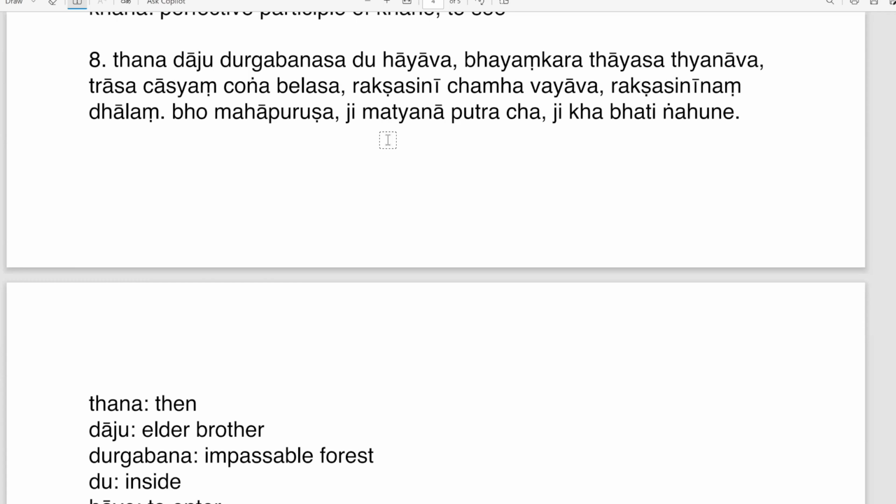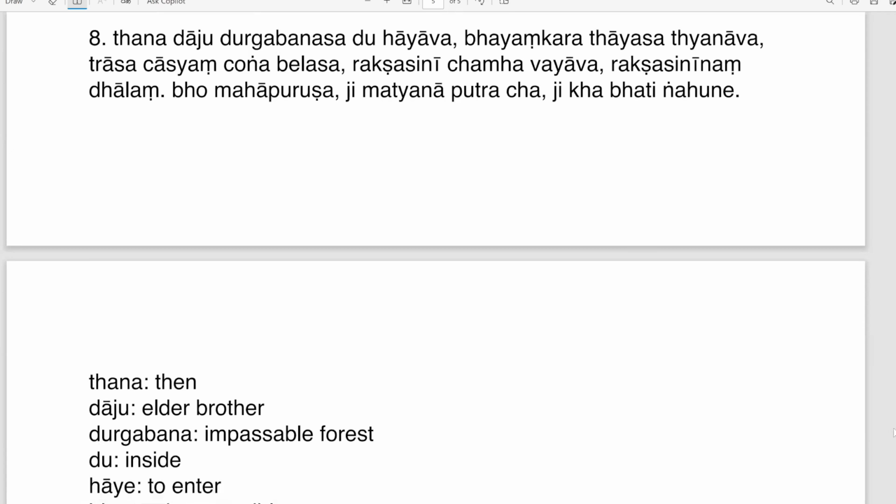Canada, then the elder brother. The governors in the impassable forest. And do inside. Yes, the antecedent converb. So the elder brother entered the impassable forest.